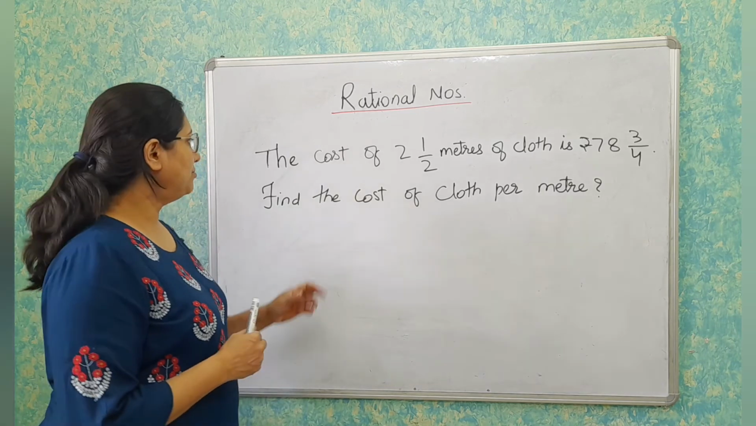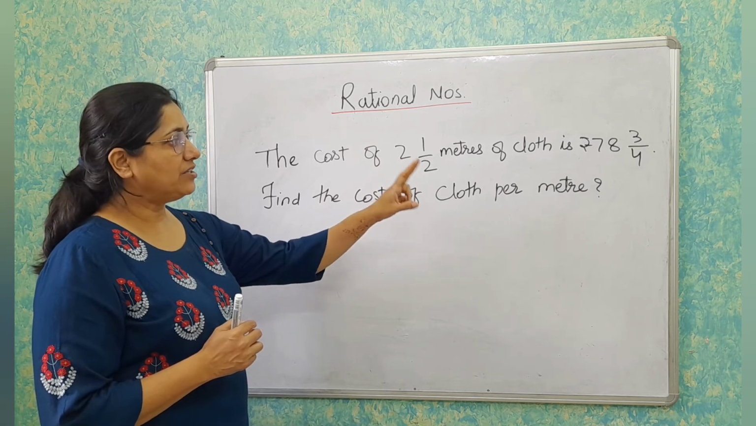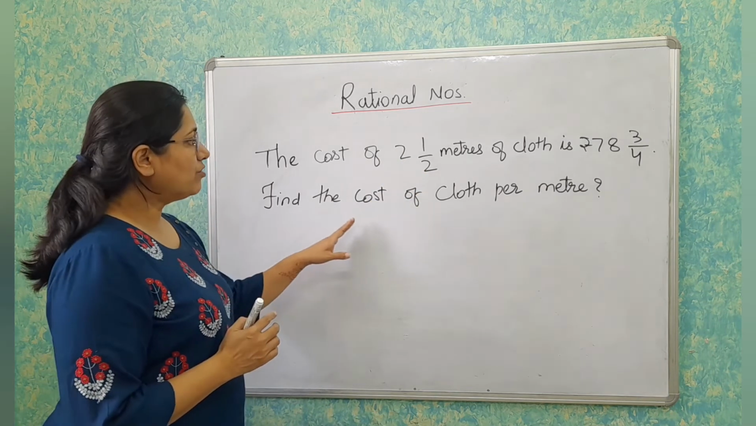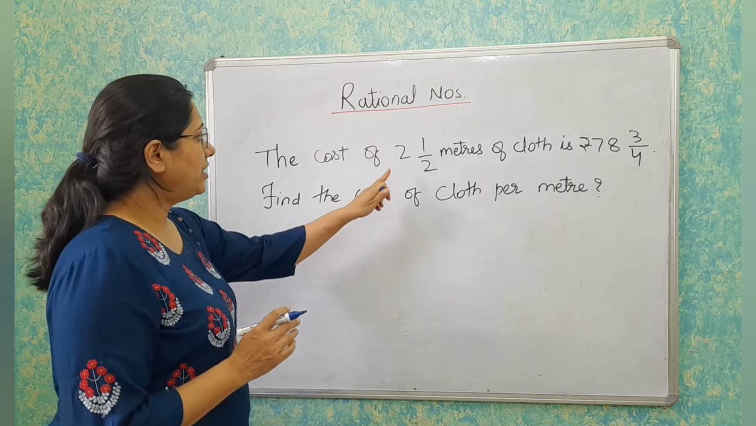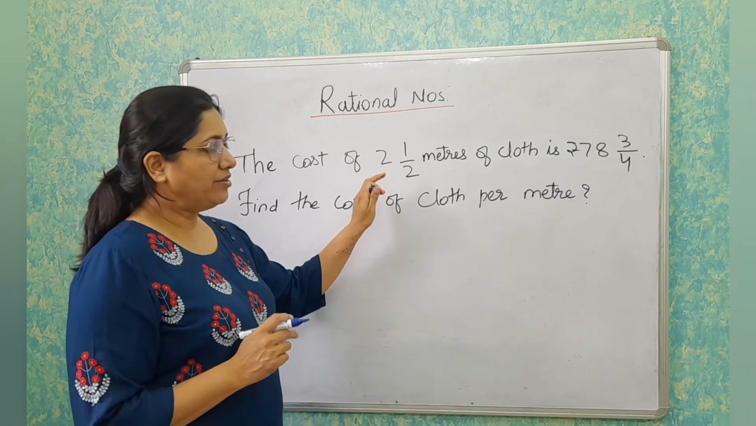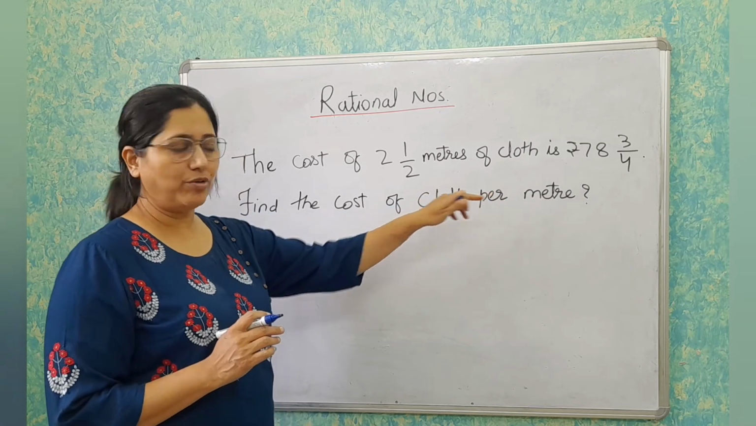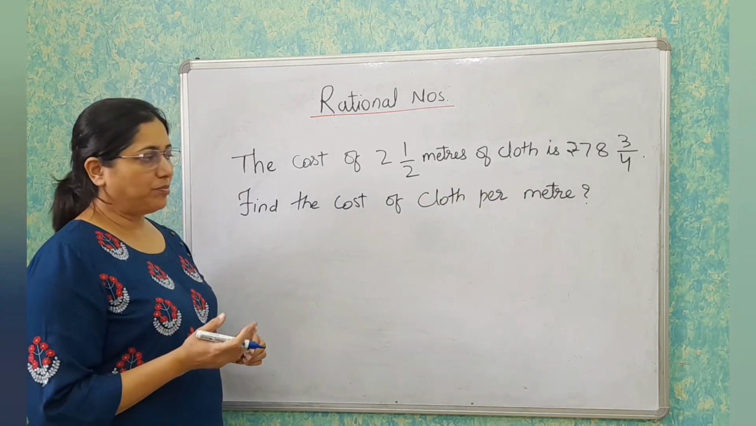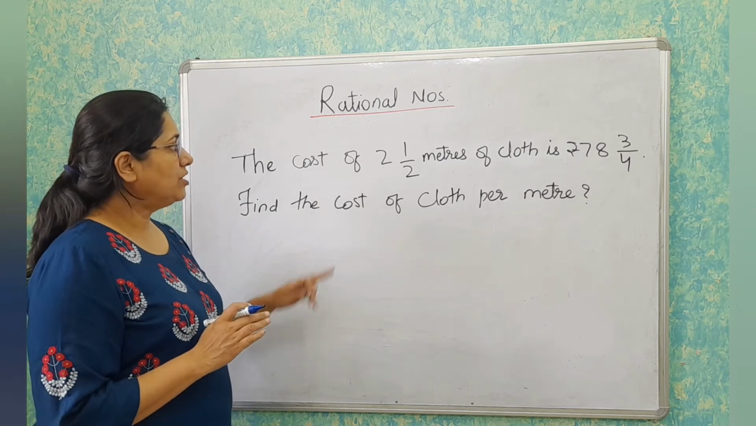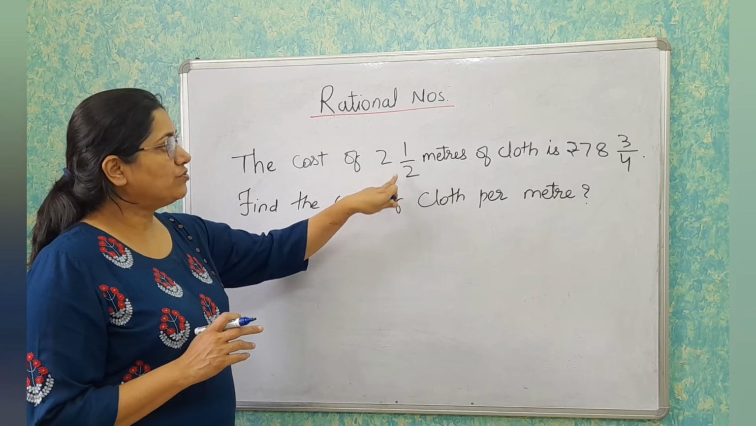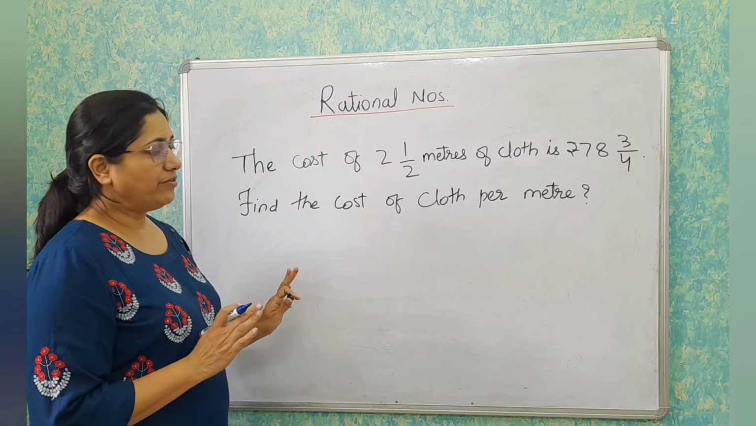Let's take one more story sum. The cost of 2 1/2 meters of cloth is rupees 78 3/4. Find the cost of cloth per meter. See, there is a cloth that is 2 1/2 meter. And what is the cost of this much cloth? That is 78 3/4. And if you go to purchase just 1 meter of cloth, you will have to pay less, because this is the cost of 2 1/2 meter and you are purchasing just 1 meter of cloth. So definitely we have to divide.